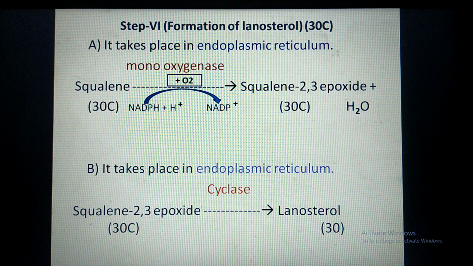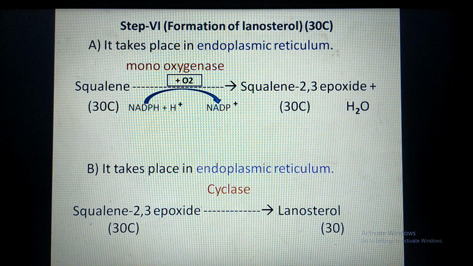First, squalene undergoes oxidation by addition of an oxygen atom or OH group into the squalene to form squalene 2,3 epoxide. Here again the reducing equivalent is NADPH. This squalene 2,3 epoxide is formed by an enzyme called monooxygenase.